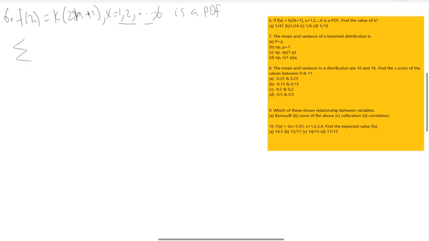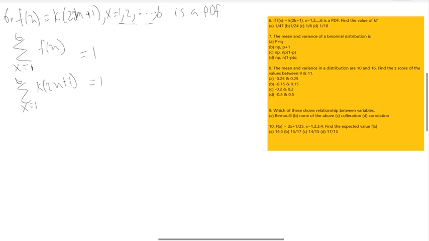So we're going to have our summation when x is equal to 1. X is starting from 1 and ending at 6, so that goes up here, right? And we're going to put f of x. Now the summation of a PDF is equal to 1, right? So since it's equal to 1, we can say that the summation from x equals 1 to 6 of k(2x + 1), because k(2x + 1) is given as f of x, is equal to 1.